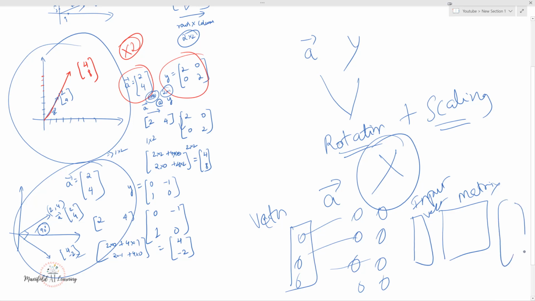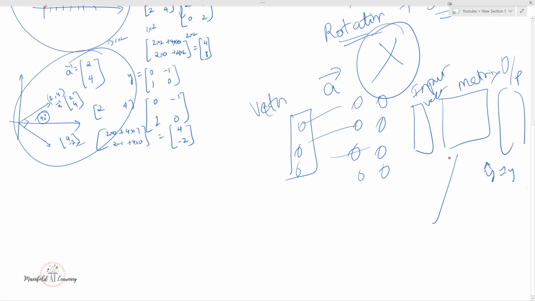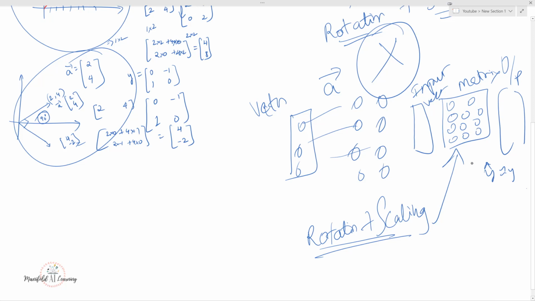So what you'll get is the output. The expectation is that your output should match my y, that is y hat should be equal to y, which means the task is finding this matrix such that when you input this vector, you get your output vector in the required format. You'll get your output vector as a result of rotation and scaling. So how can you perform the right rotation and right scaling? By putting the correct values in my matrix, that is the weight matrix.